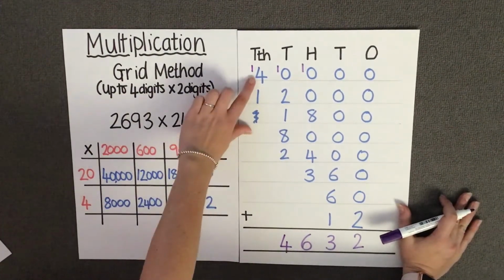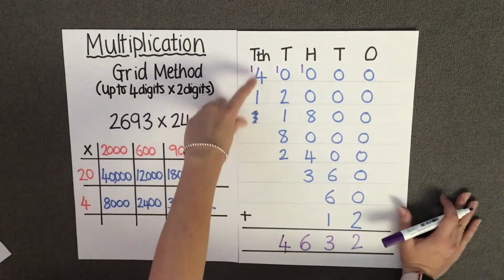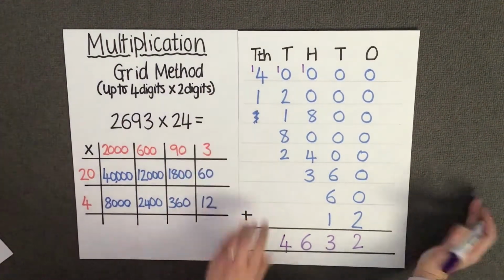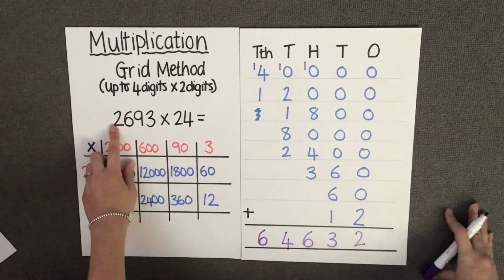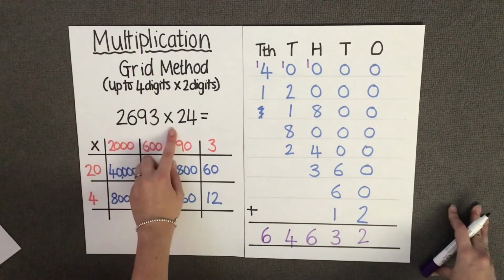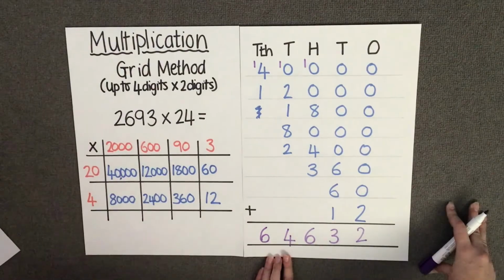In this column, we have 4 tens of thousands, add 1 ten of thousands, which is 5 ten thousands, add our carried over, which is 6 ten thousands. So therefore, our answer to 2,693 times by 24 is 64,632.